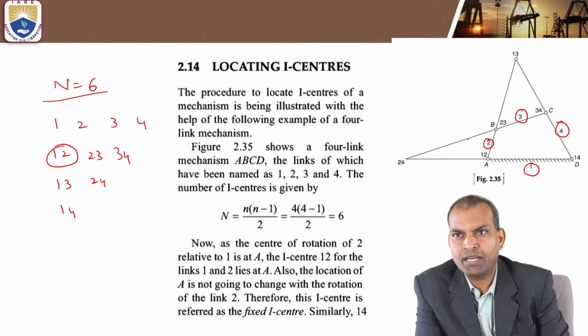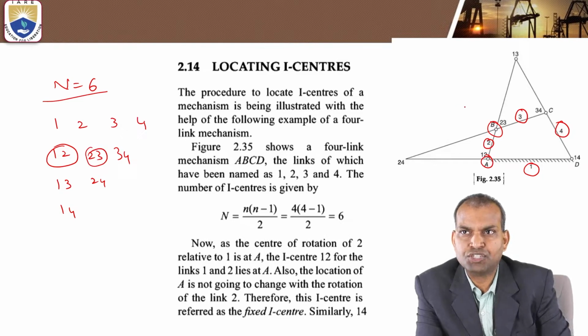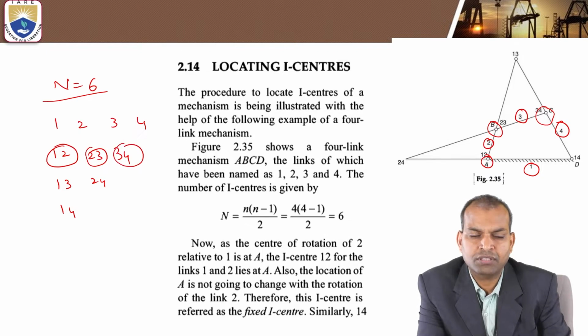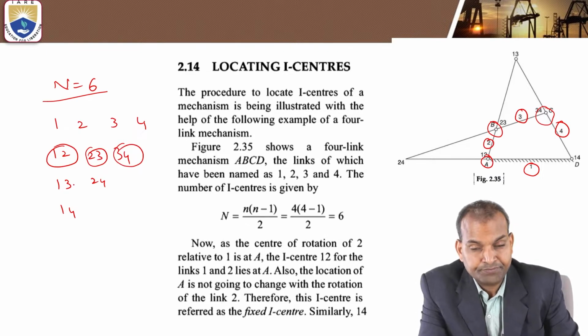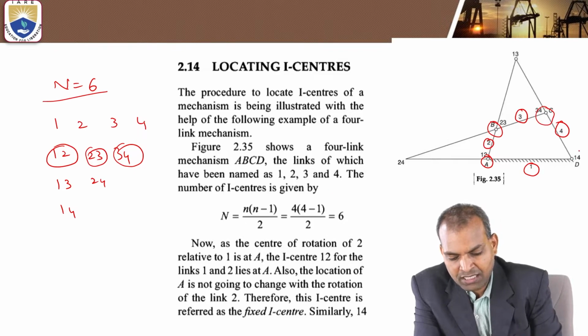The link 1-2, or 2-1, is this instantaneous center. And 2-3 is marked here. Next, 3 and 4 join here. This is another instantaneous center, that is 3-4. And next, is 1-3 joined? No. 2-4? No. What is next? There is one more instantaneous center. This is the 1-4.